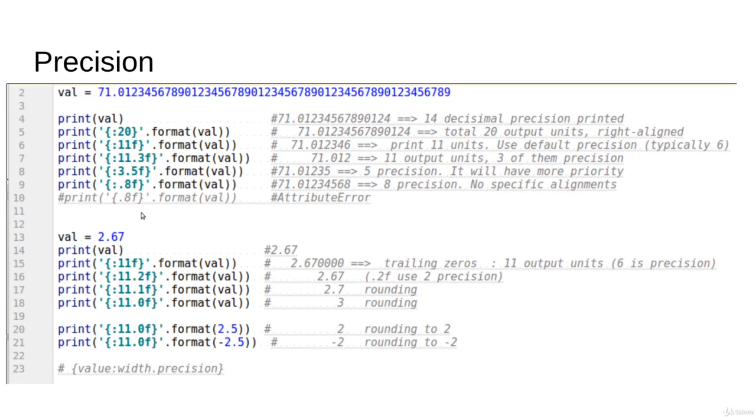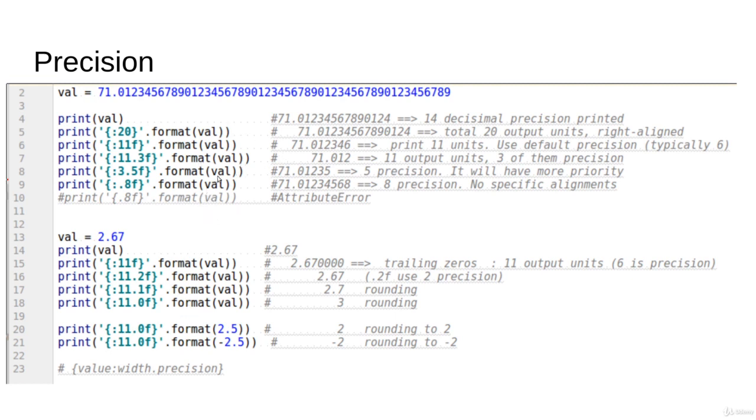What if I don't care about the width? I just would like to only print the precision. In this case, you write colon, nothing after it, then dot and 8F, which is just to print a number with 8 precision with no specific alignments. If you try to print directly 8.8F, it will give you an attribute error. I know that the syntax looks weird, but it's just a matter of practice and practice till you get used to it.